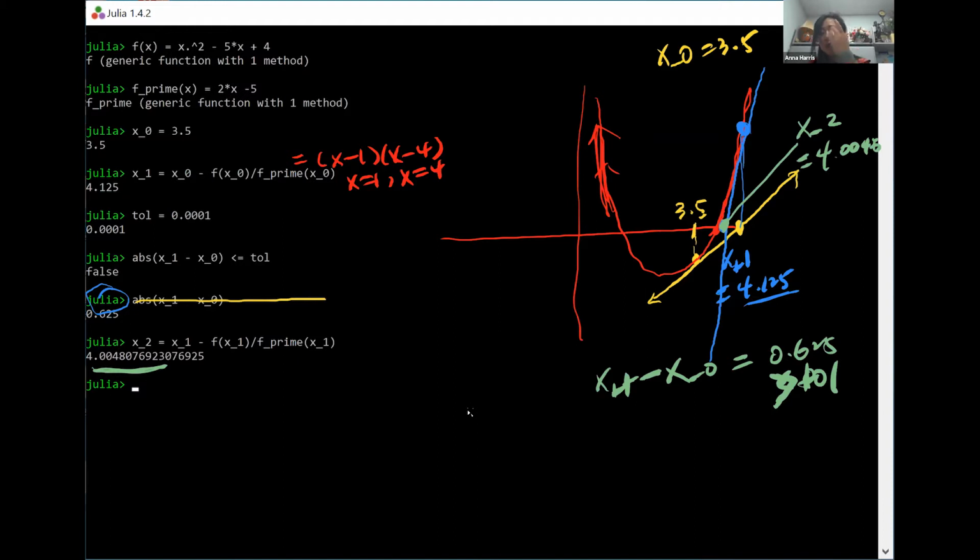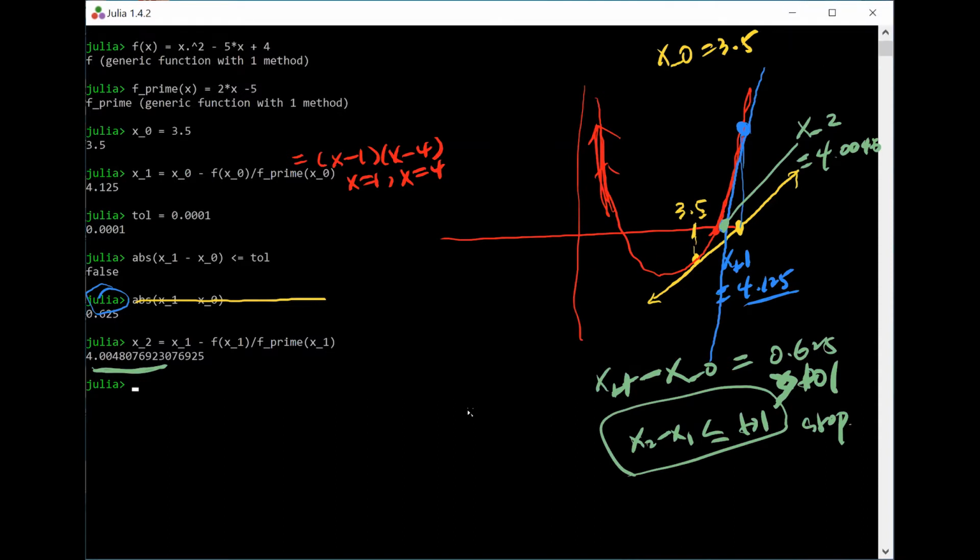You can stop the work when the difference is what, less than or equal to the tolerance. Then you can stop. Okay, are you following me now? Do you understand better now?